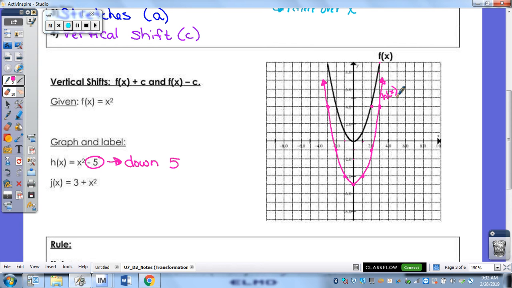So I took each of the points that were nice points. They lined up evenly on a box. I just simply moved them all down 5.